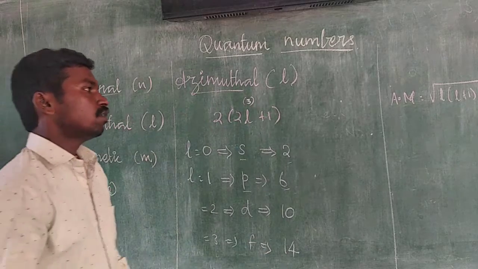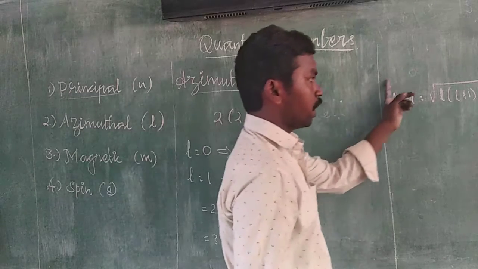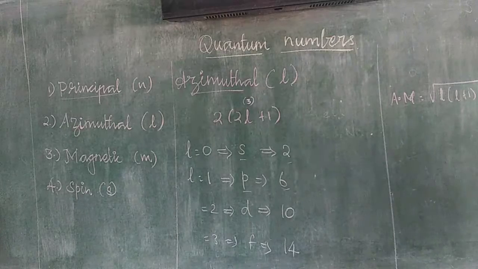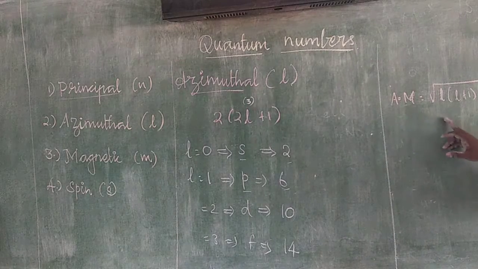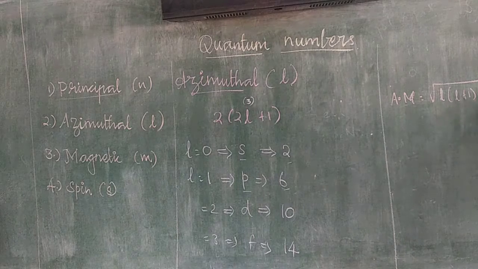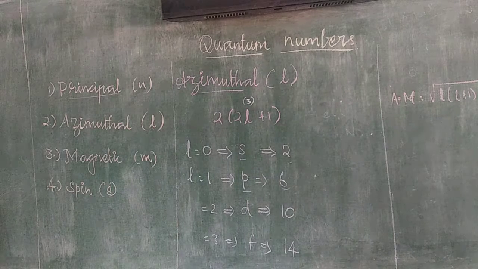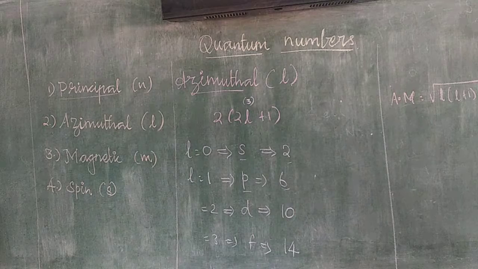And dear students, from this l value we can also find the angular momentum of any orbital. The angular momentum is equal to the square root of l(l+1) into h divided by 2 pi. From this we can find out the angular momentum.